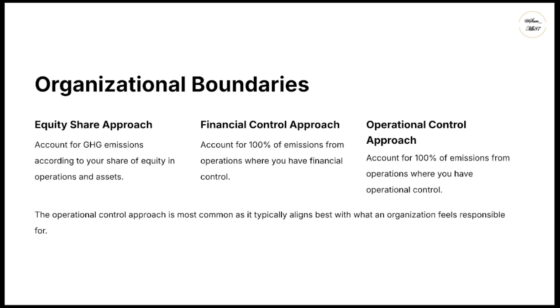The second approach is the financial control approach. Here, the organization should report 100% of emissions from operations where the organization has the ability to direct financial and investment decisions, even if they don't own the business. And third, the most commonly used one is the operational control approach. This one accounts for 100% of emissions from operations that the organization controls on a day-to-day basis, like setting policies, managing activities, and also making decisions. It is often preferred because it reflects what the organization feels directly responsible for and is also able to influence.